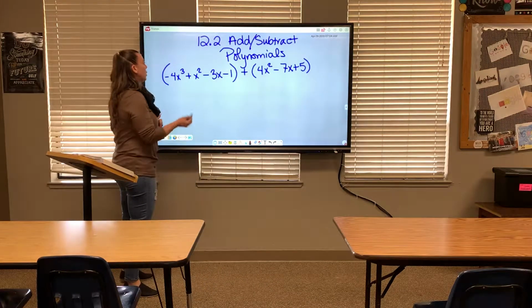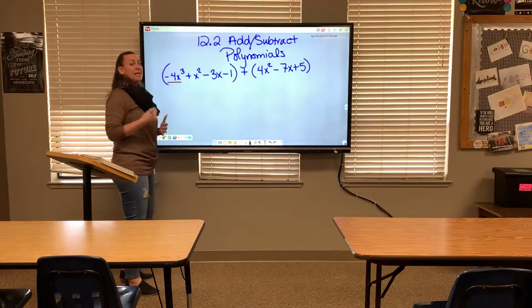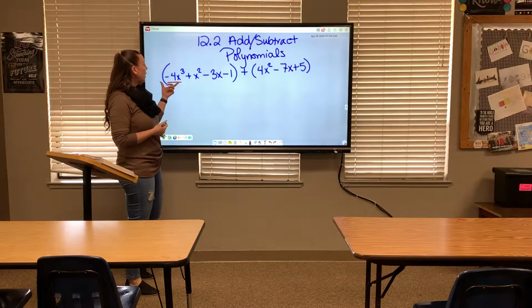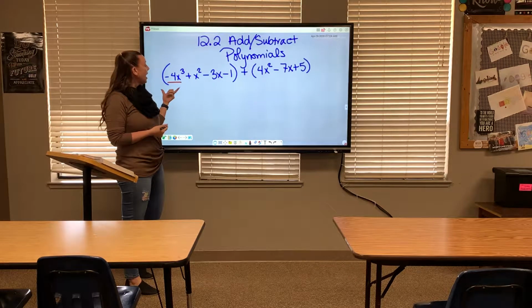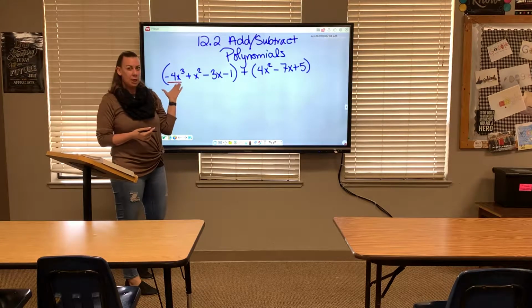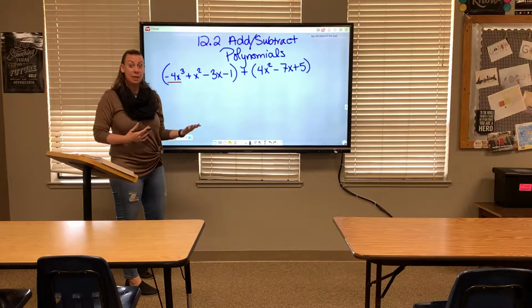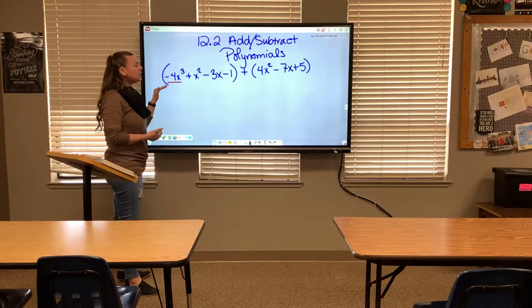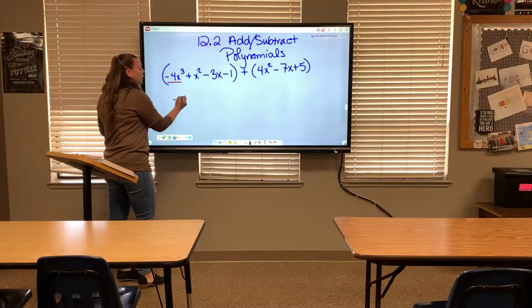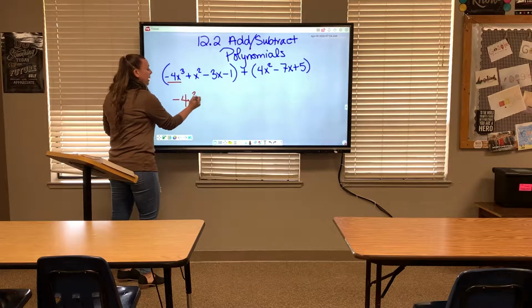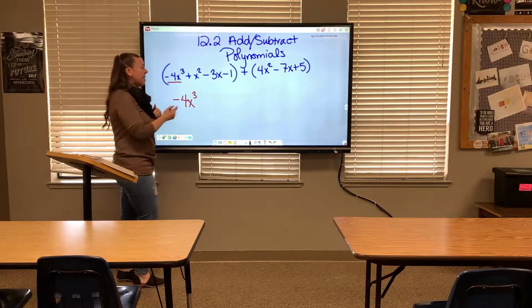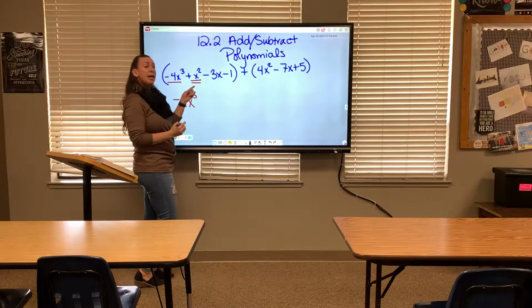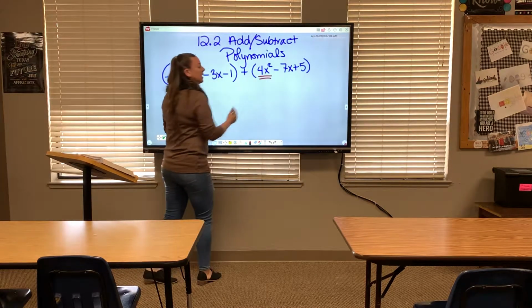First, I'm going to go ahead and just work with this and go in descending order. So I look at this, I have negative 4x cubed. Notice both terms are in descending order, they're in standard form already. I don't have any other x cubed, so I'm going to go ahead and just start by writing that, okay? Then I look at the x squareds. I have an x squared here, I have a 4x squared here.